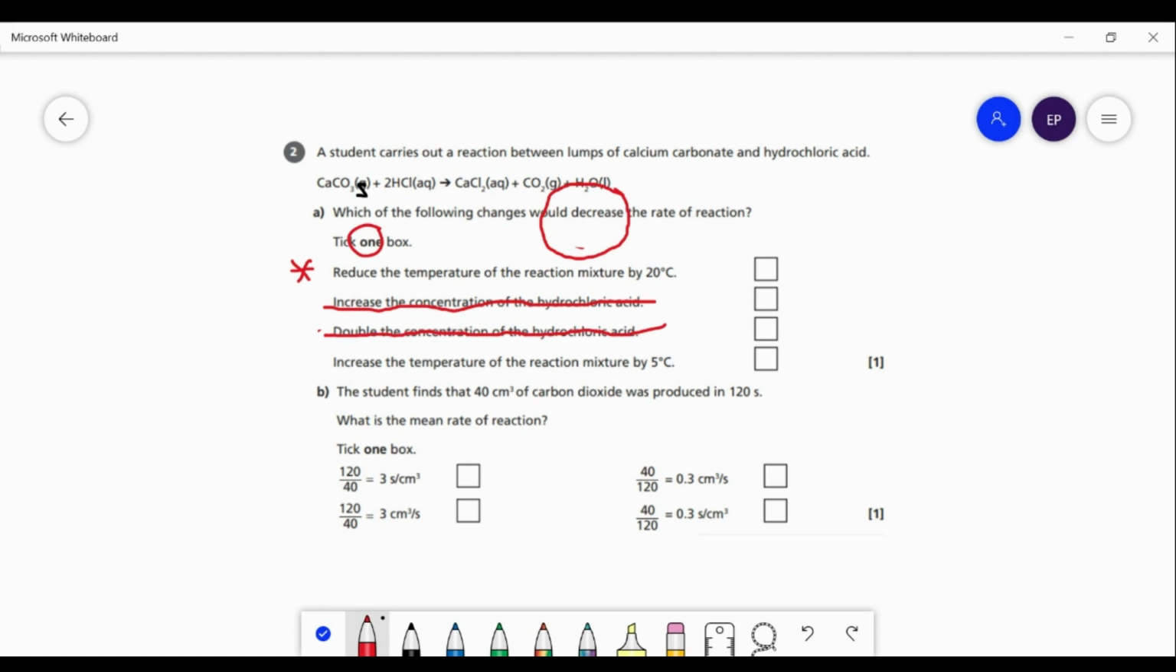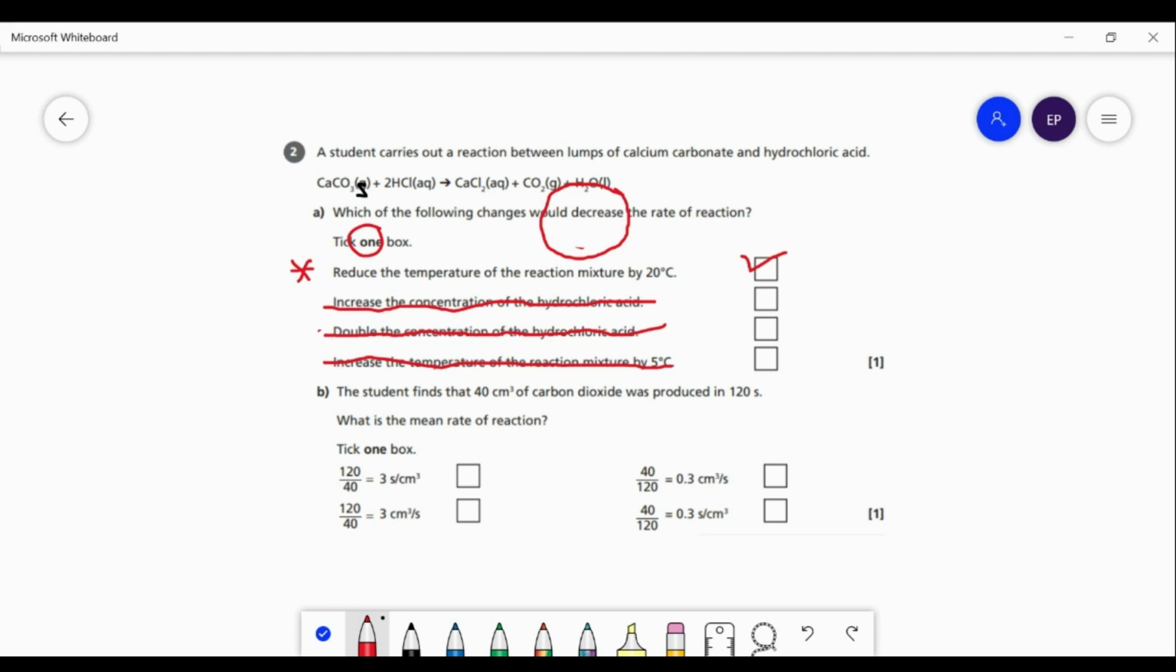And the fourth option, increasing the temperature of the reaction by 5 degrees Celsius. If we increase the temperature, the particles are going to be moving faster. They're going to collide more often. And when they do collide, more of the collisions will have the activation energy and therefore be successful. So increasing the temperature, we would expect to increase rather than decrease the rate of reaction. So our first option, reduce the temperature of the reaction by 20 degrees Celsius, would be the only one which would decrease the rate of reaction.